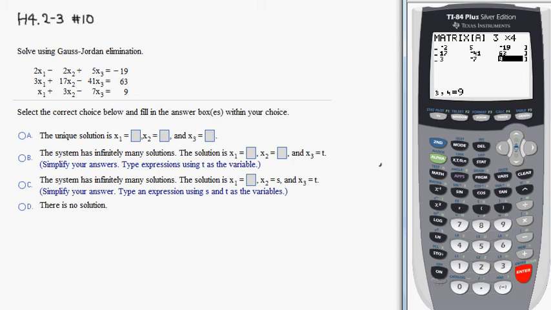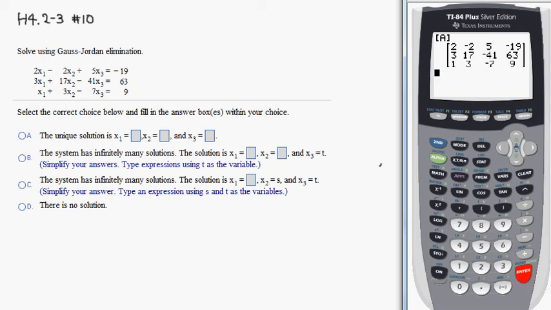Right, then go and quit, go back to the regular screen, and I want to make sure I have the right matrix. So matrix A, click 1 and hit enter. All right, so this is the matrix: 2, negative 2, 5, negative 19, 3, 17, 40, negative 41, 63, 1, 3, negative 7, 9. So we have the right matrix.